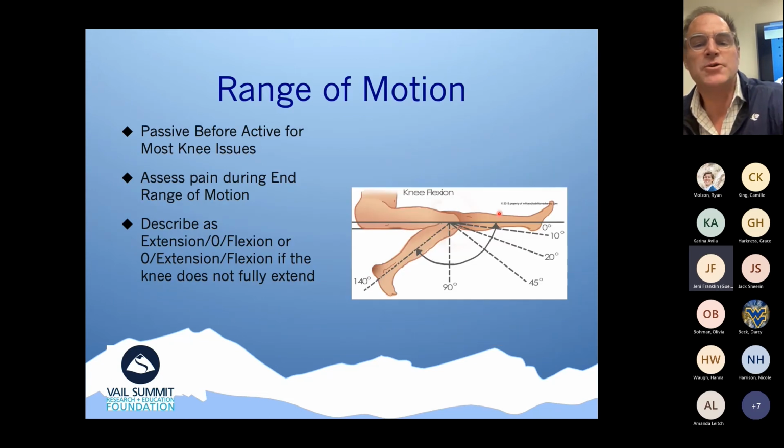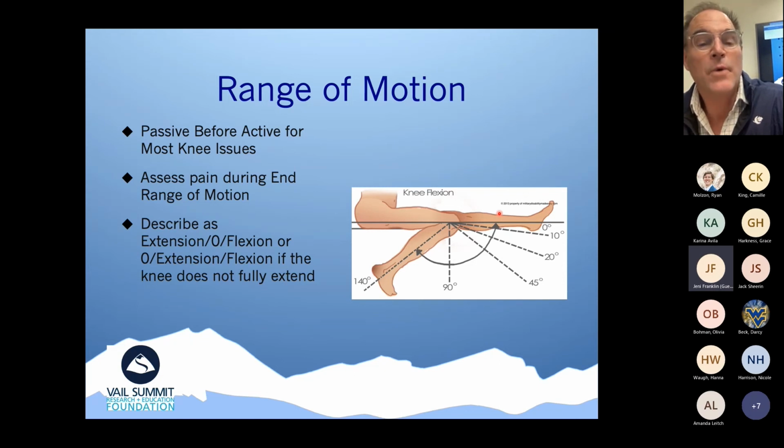So range of motion in the knee. So, inspection, palpation, and now we're putting through a range of motion in the knee. We tend to do passive range of motion for most knee issues because they're lying supine. In the shoulder, we tend to do active range of motion first, but just know your system.